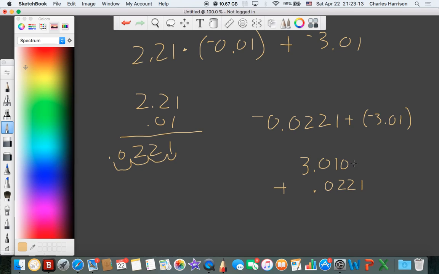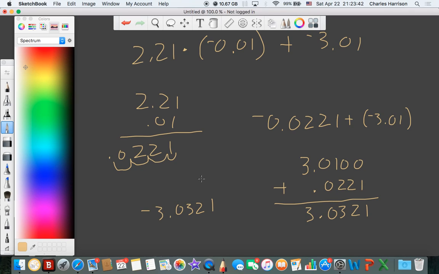We can add some zeros here as well. There we go. So 1 plus 0 is 1. 2 plus 0 is 2. 1 plus 2 is 3. 0 plus 0 is 0. And then add the 3. So I would say, because we're dealing with negatives, it's negative 3.0321. And the answer sheet, let's see if it agrees with me.